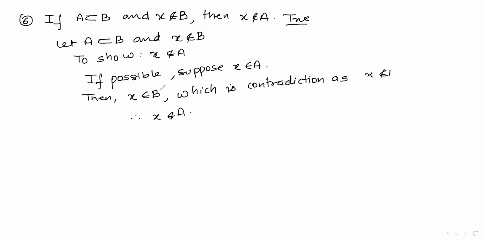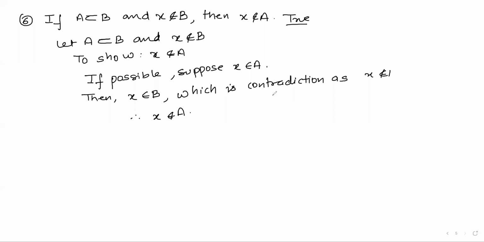So what we have done in this question: we have assumed that A is a subset of B and X does not belong to B, and we need to show that X does not belong to A. So we have assumed that X belongs to A. Now if X belongs to A, then X also belongs to B because A is a subset of B. Now we are saying that this is a contradiction.